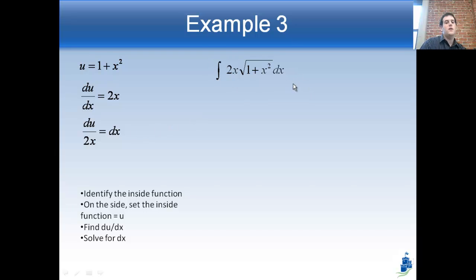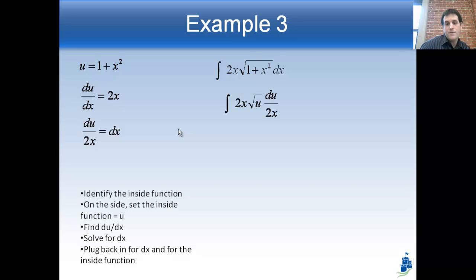Now we come back over here, we plug u in for the inside function, we replace dx with what it's equal to, which is this stuff right here. Okay, and then we hope, we cross our fingers, that all of our x's will disappear and we'll just be left with some u. Let's see, we got our 2x out front, we got our 2x in the denominator from when we replaced dx, we just have a u inside, and guess what happens? Those 2x's cancel, and I'm left with just the square root of u du. And then of course I can just integrate that like anything else.